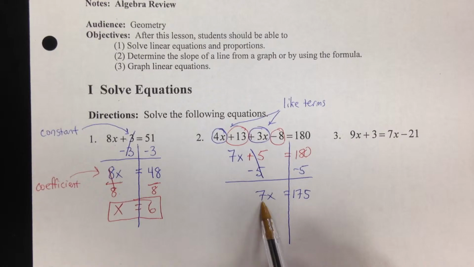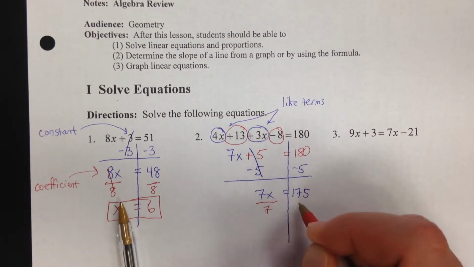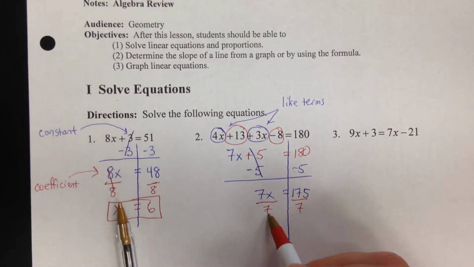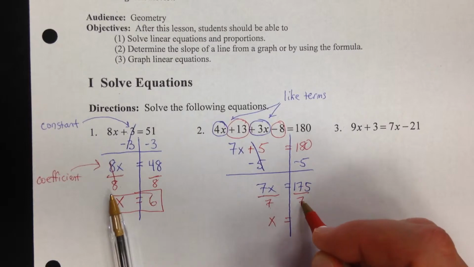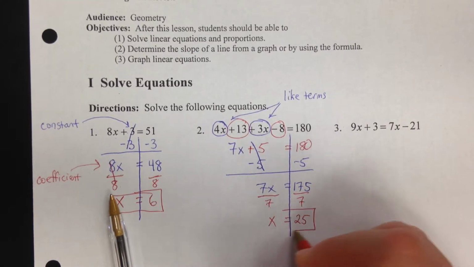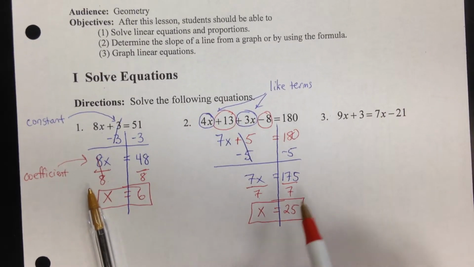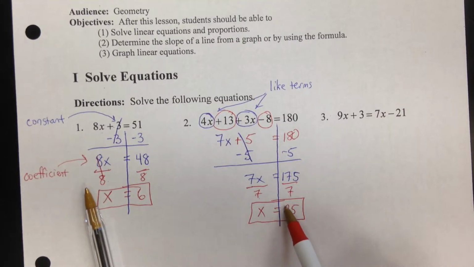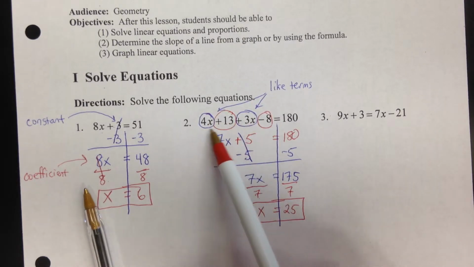Now this is 7 times x, so to undo multiplication, I have to divide. 7 divided by 7 is 1, so we get x equals 175 divided by 7 is 25. As I'm going through this, feel free to pause it at any time. Go ahead and work the problem yourself and then see if you get the same answer I do. And again, I could check this. I could take 25, plug it back in for the x's, and see if this whole thing equals 180.